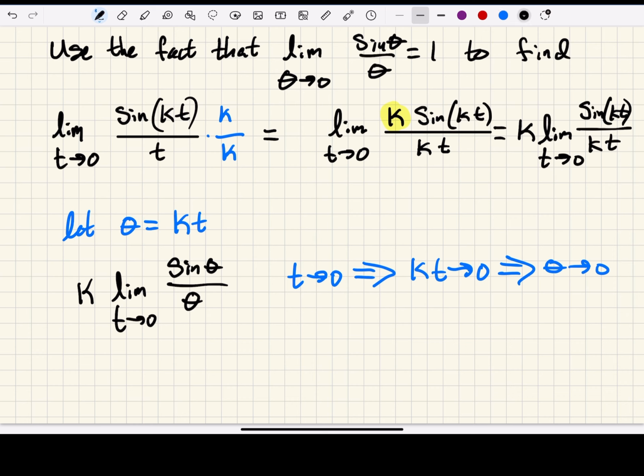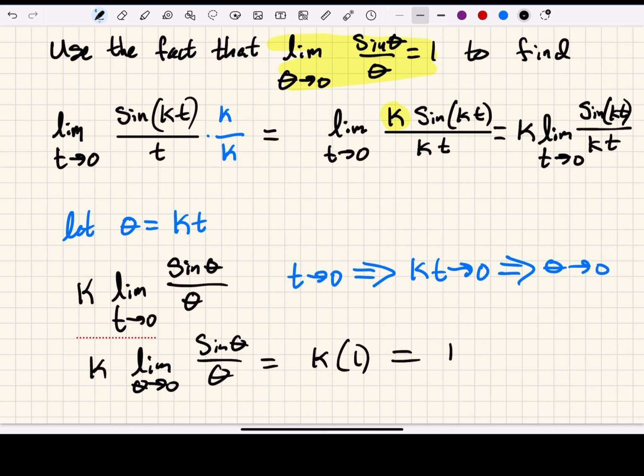So we can rewrite this limit as k times the limit as theta goes to 0 of the sine of theta over theta. But we know that this limit is equal to 1. So this just becomes k times 1, or k.